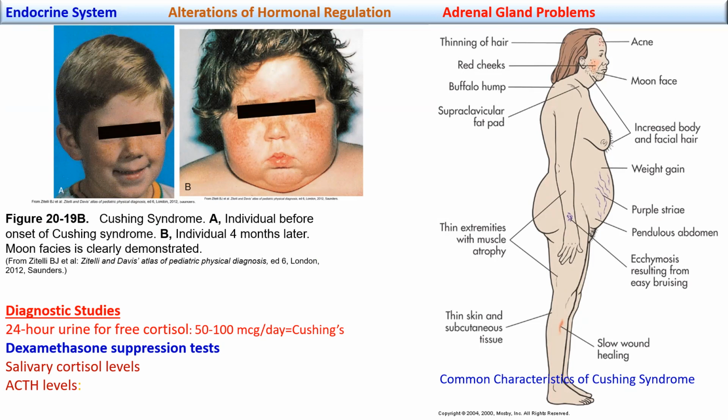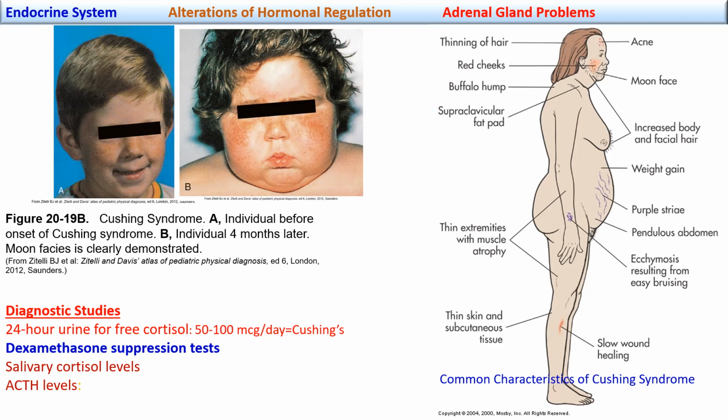When we do this 24-hour urine collection, we are also evaluating the adrenal androgen metabolites. There are certain metabolites that result from the metabolism of this adrenal hormone, and they will be present in the urine, and that can be part of the evaluation and assessment as we diagnose patients with Cushing syndrome.